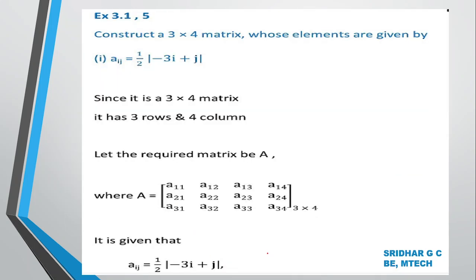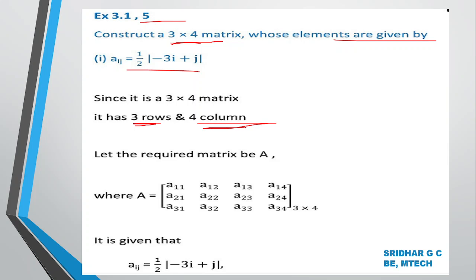Next, in the same way, they have given this in exercise 3.1, the 5th problem. Construct a matrix. See here, the order they have changed: 3 cross 4, whose elements are given by this. So that means they have given the conditions now. Aij equals 1 by 2 magnitude, or modulus, of minus 3i plus j. Clear? So 3 cross 4 means how many elements? 12 elements. That means 3 cross 4 means it will have 3 rows and 4 columns.